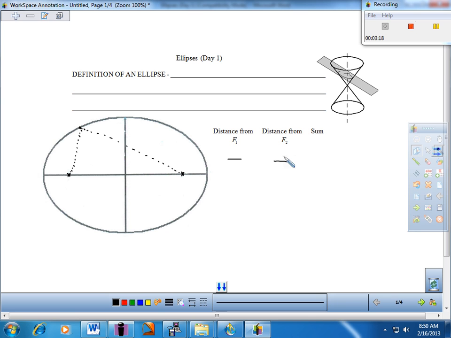All right, so you've basically taken your point and measured the distance to the first focus and measured the distance to the second focus. Now the third column, of course, kind of speaks for itself. Grab that calculator, which I know you have, of course, and add those two numbers together for me, please.